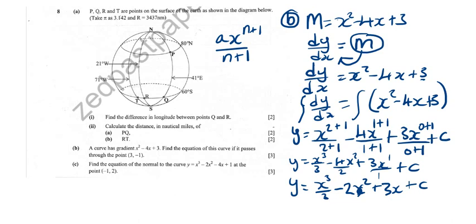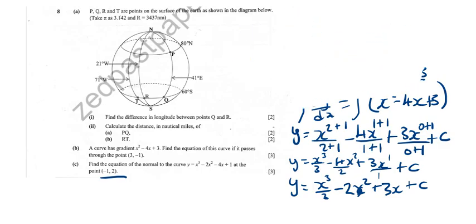Now we have been given the points here, which is negative 1 comma 2. So we need to find the value of c in order for us to complete our equation. At this point, our equation is not complete. So how do we complete our equation? By finding the value of c.